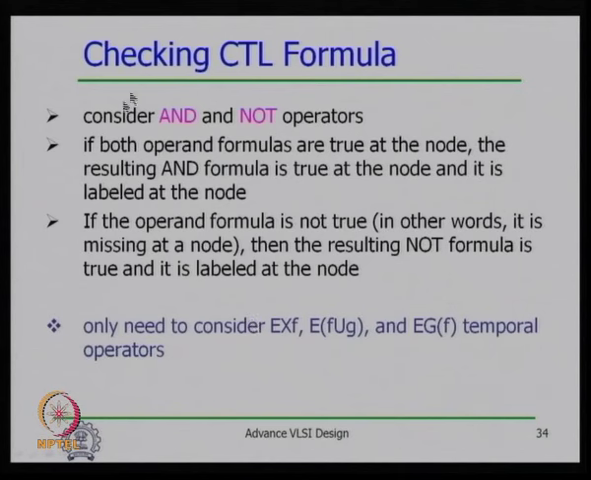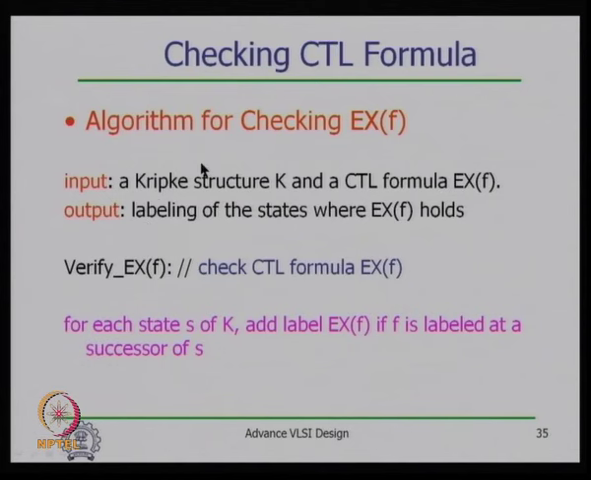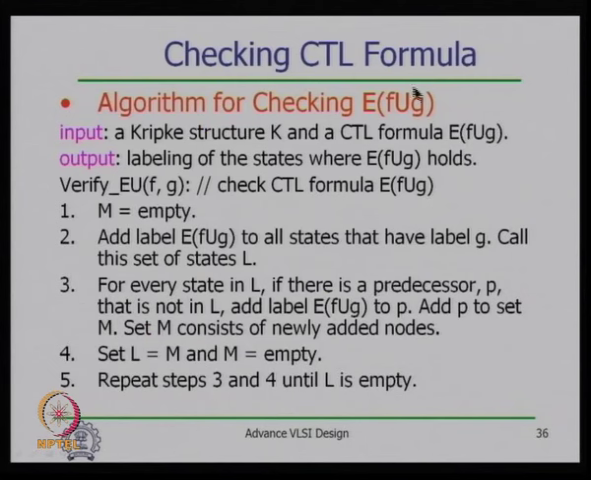Only we need to consider, so AND and NOT are pretty straightforward, but now we need to consider E x, E u and E g of formula. Now for E x it is straightforward. If f holds good in some state, in that case E x holds good in the previous state. So, now input is your Kripke structure, output is labeled Kripke structure, wherein you label E x of f. So, for each state s of K, add label E x of f if f is labeled at the successor of s.